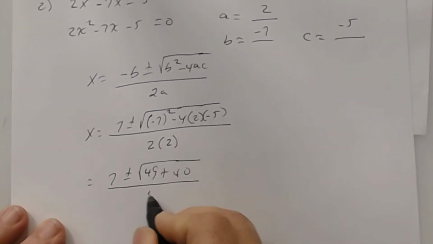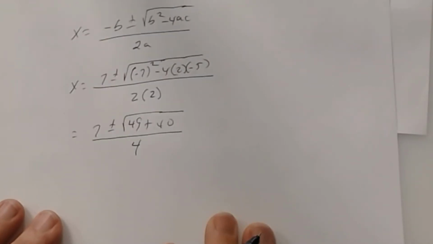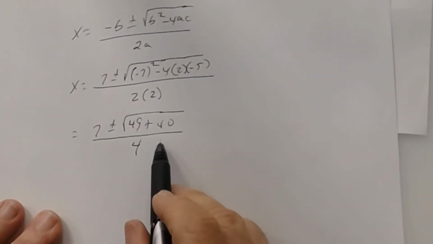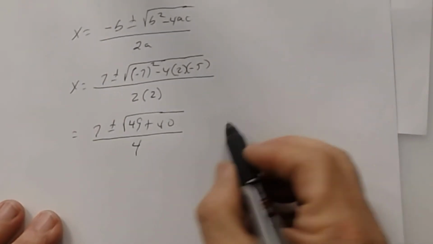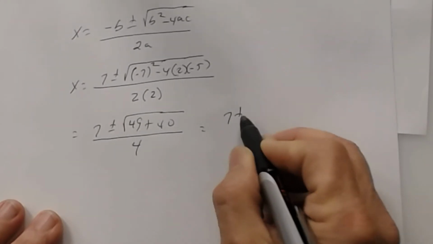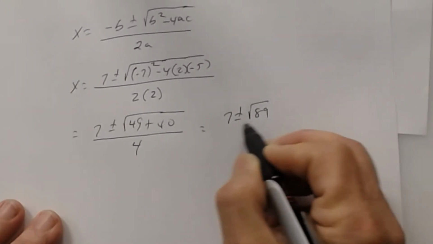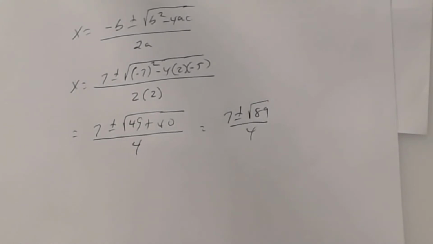All over what? 4. Still working with the radicand. What's 49 plus 40? 7 plus or minus the square root of 89 all over 4. All right, so that's where I'm at. Now, is 89 a perfect square? No. So then you have to ask yourself, can I simplify the square root of 89? Meaning, is there a perfect square other than one that goes into 89?